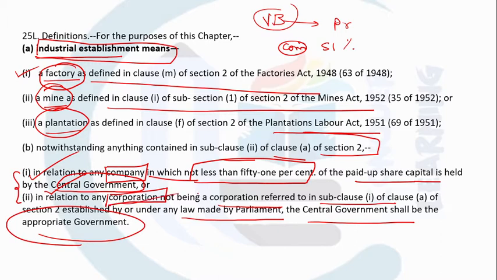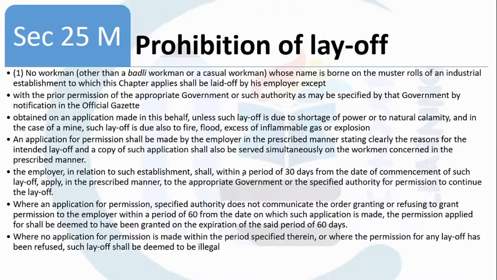So where the cooperation is not that is referred in this particular clause, there the central government would be the appropriate government. This is something which you don't have to remember in detail, just remember that this particular chapter 5B is applicable to factory, mine, plantation where 100 or more employees were employed in the last preceding 12 months. Now let's move to section number 25M, which talks about prohibition of layoff.